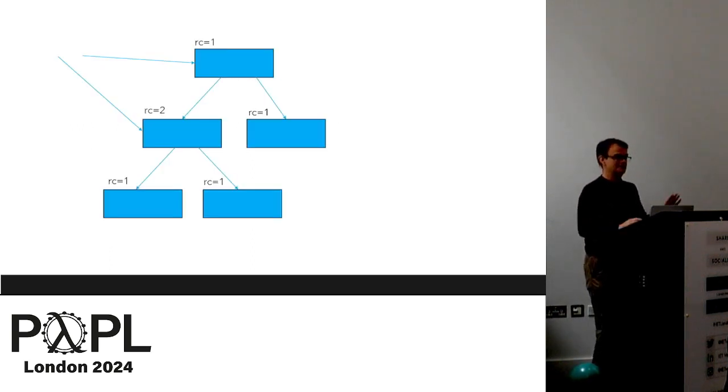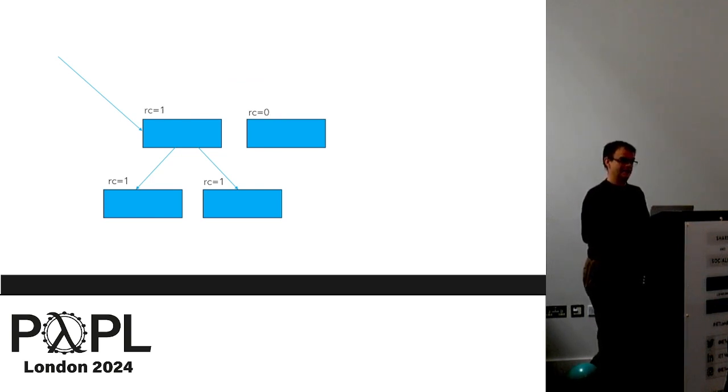So, a super simple example here. We've got a graph, a tree with a couple of references coming into it. If we remove that top reference, the reference count goes down, the object at the top can go away, and we can collect it. And then the next object in the tree can go away as well. Awesome. This is nice and simple.